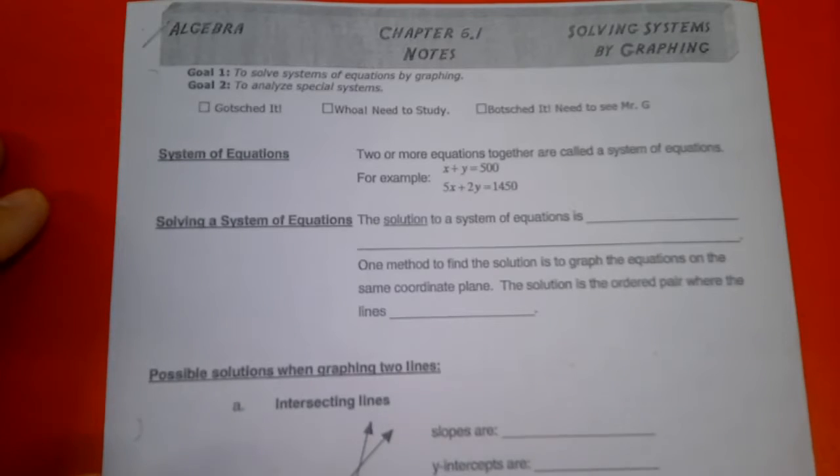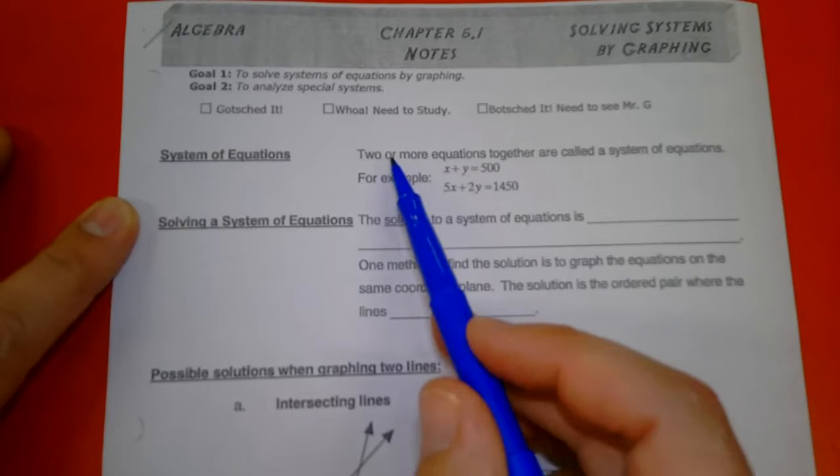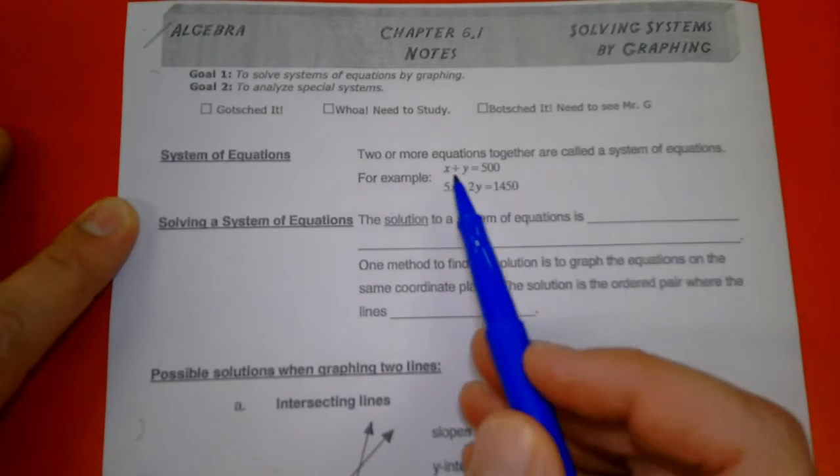All right, ladies and gentlemen, we're going to start off with Chapter 6. With Chapter 6.1, we're going to be solving systems of equations, and that's what we're going to be doing this whole chapter, trying to figure out where these two lines intersect. So that's the idea. It says two or more equations together are called a system.